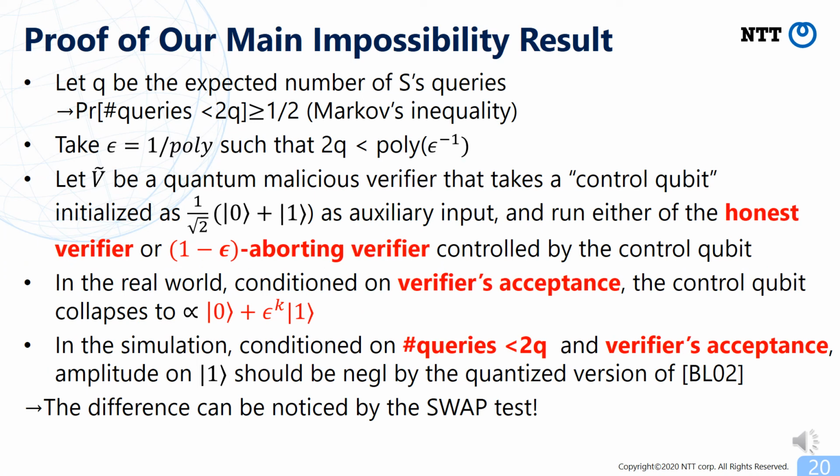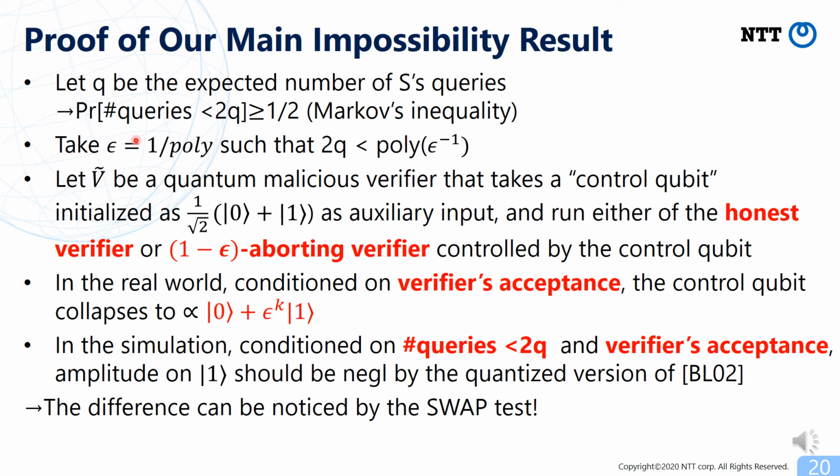Next, I will explain how to use the quantum version of the Barak-Lindell lemma to prove our main impossibility result about constant round black box post-quantum zero-knowledge. Suppose that we have a simulator whose expected number of queries is q. Then, by Markov's inequality, the probability that the number of queries is at most 2q is larger than 1/2. And then we take an inverse polynomial epsilon so that 2q is less than a polynomial of epsilon inverse, where this polynomial is chosen so that we can apply the quantum version of the Barak-Lindell lemma.